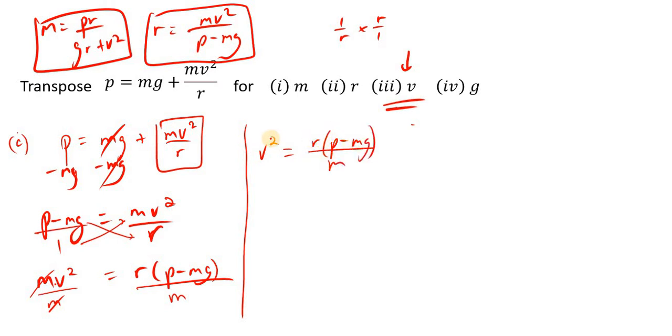Now to get rid of square, what do we do? Well, do you recall that to get rid of a square root, we use square? Well, to get rid of square, we use square root. So I'm going to square root this side, and I'm going to square root this side as well to keep it balanced. But the purpose of square rooting this side is so that the square root cancels out the square. I'm left with v, and so v is equal to the square root of r times p minus mg over m.